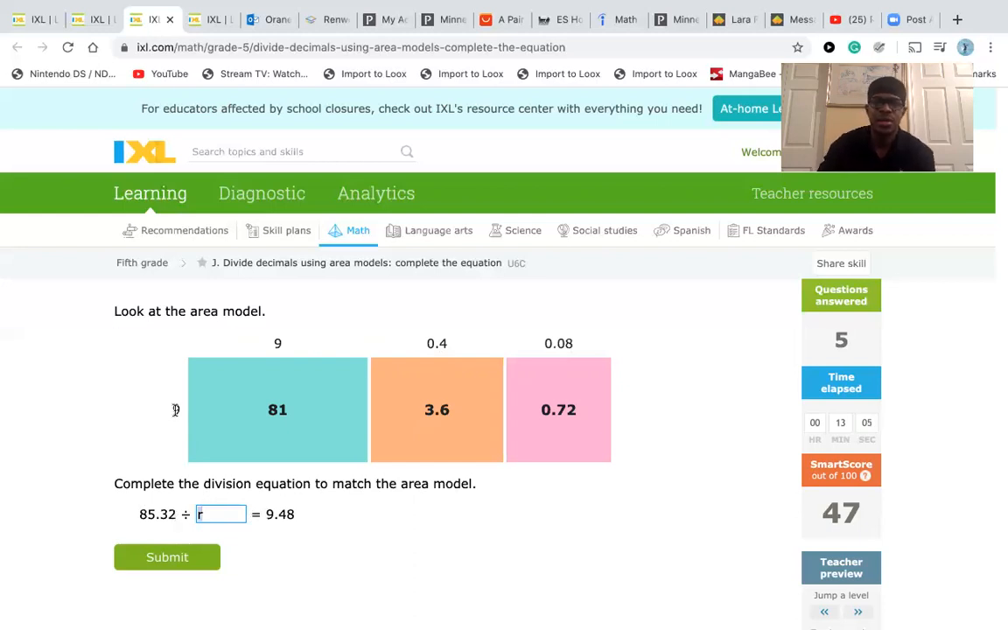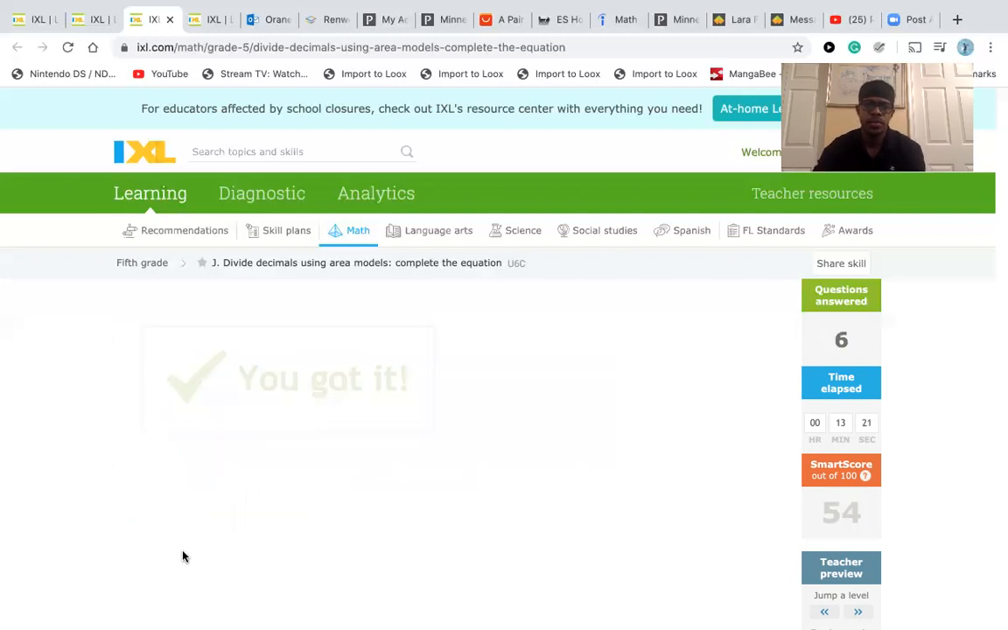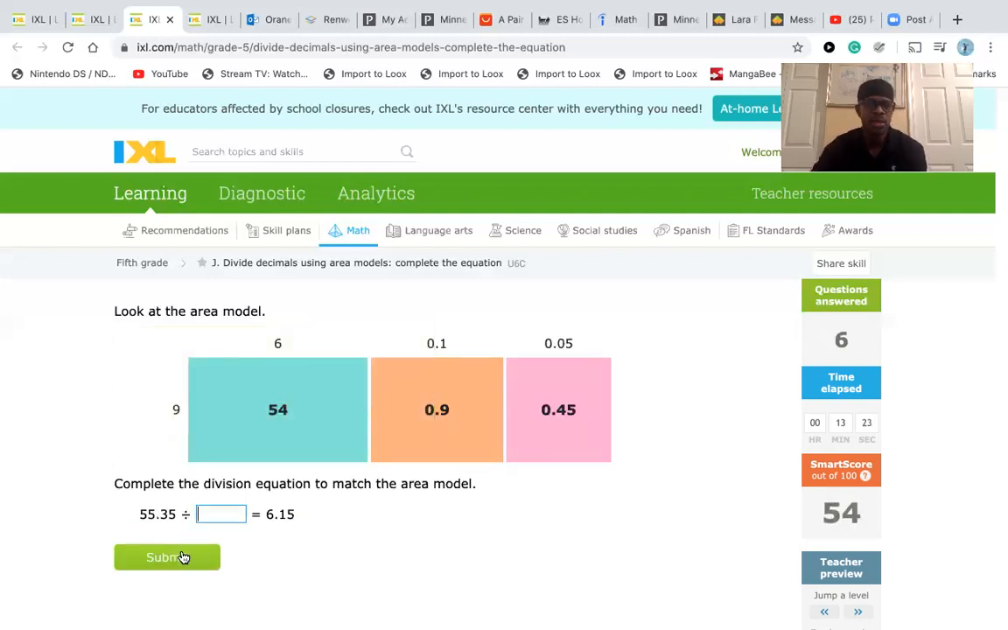Yeah, 9. It's going to be 9 because we know that 9 times 9.48 is going to give us these three products, and then when we add them together, we're going to get 85.32. So this one is 9. Awesome. All right. I was hoping they would give us more of the different variables, but that's fine.